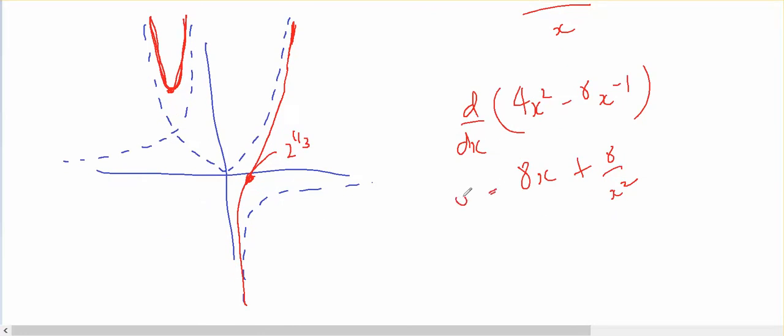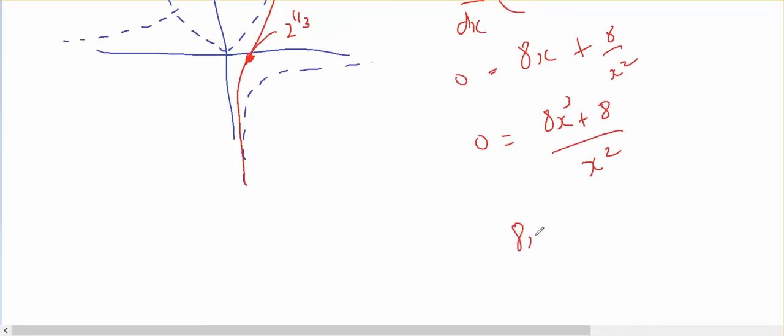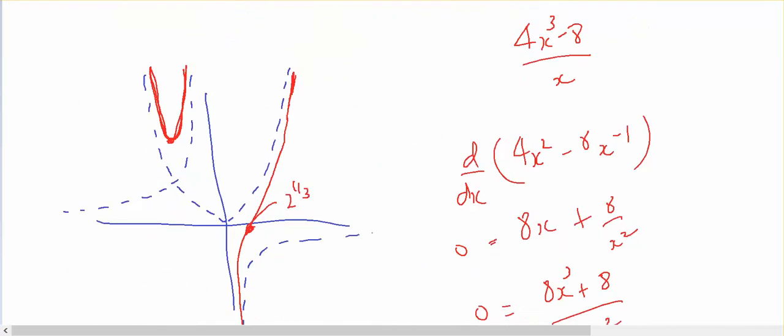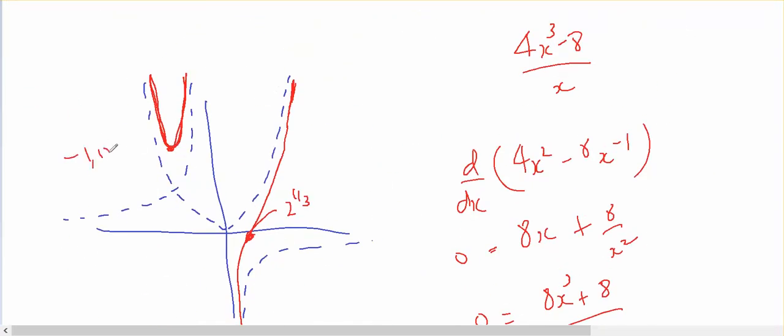If I make that equal to 0, I've got 0 equals 8x cubed plus 8 on top of x squared, which means 8x cubed plus 8 equals 0, x cubed equals negative 1, x equals negative 1. And if I go back to my original equation, if I put in negative 1, I'll have negative 4 minus 8 divided by negative 1, which is negative 12 on negative 1, which is 12. So that there is negative 1 and 12.